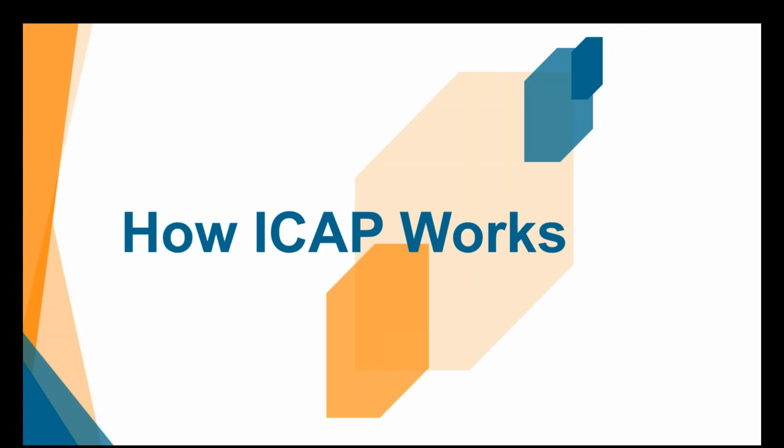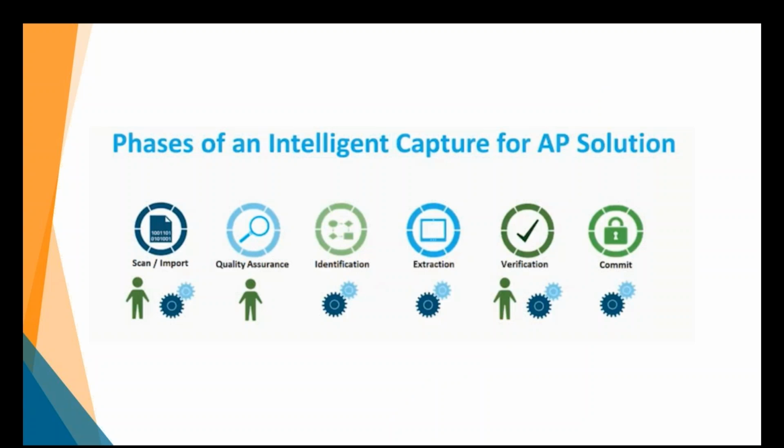So now let's take a more detailed look at how exactly the ICAP process works. Here we're looking at a graphical representation of all the phases involved with the ICAP process. Note that all the phases that show a small green person icon by them indicate phases that have an option for human interaction, whereas the gear icons indicate any automated portion.